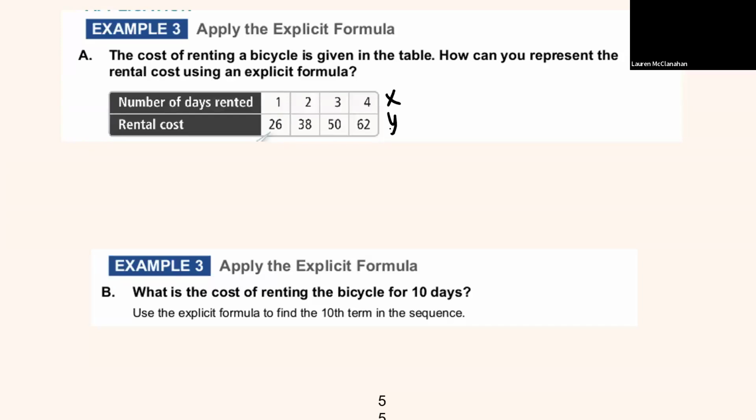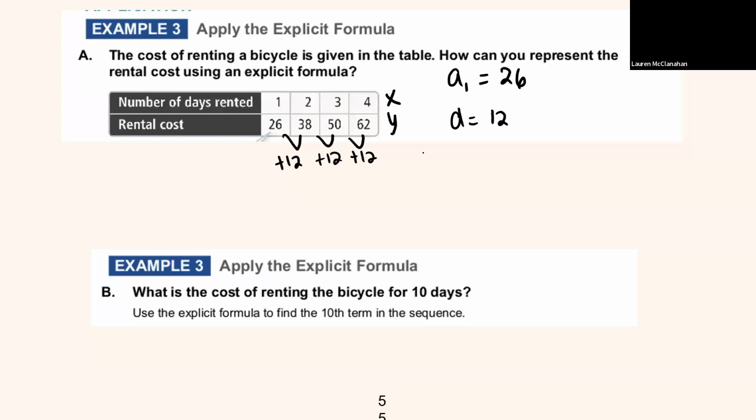So we need to find a couple of things. The first thing we need to identify is a_1. What is our first term of this sequence? And that is 26. The second thing we need is our common difference. So we need to see how we are increasing each time. 26 to 38 is 12. 38 to 50 is plus 12, and 50 to 62 is plus 12. So our common difference in this one is 12.